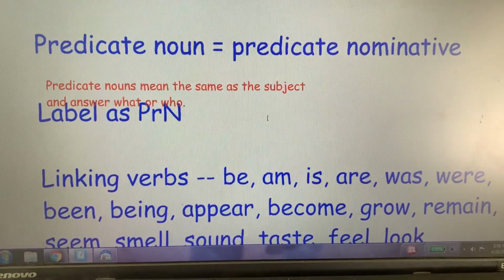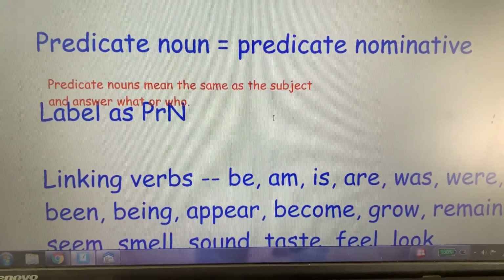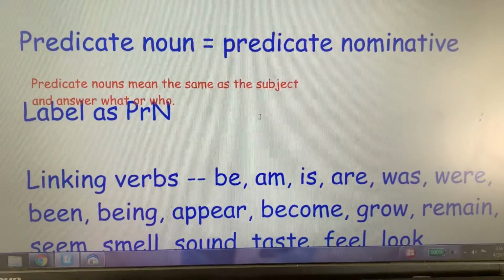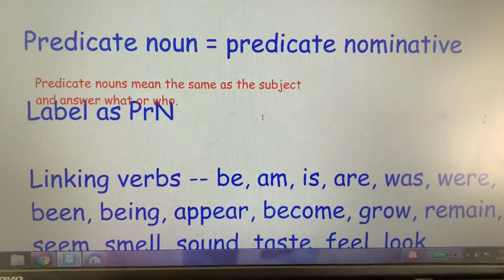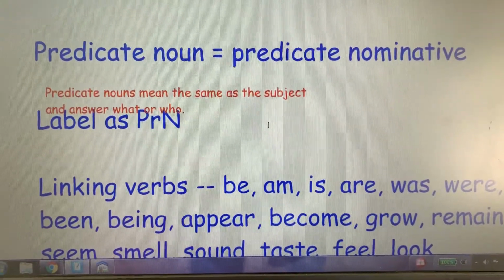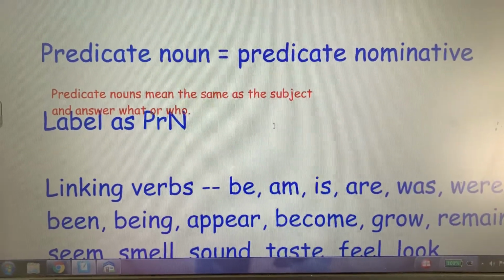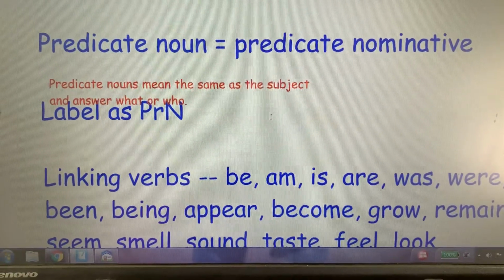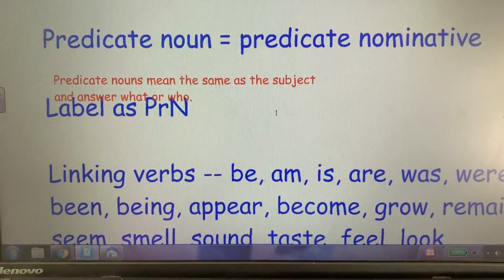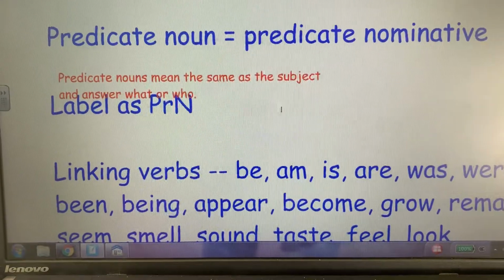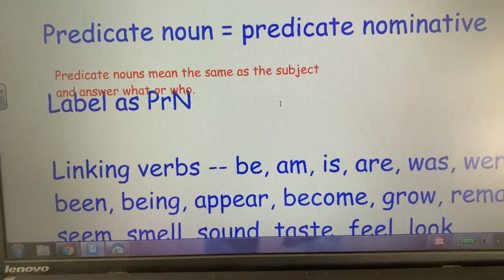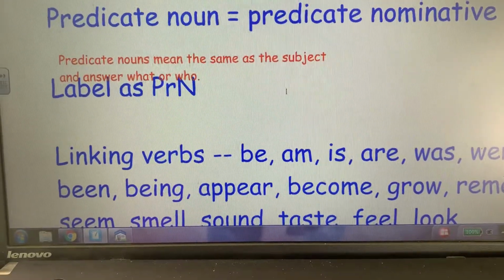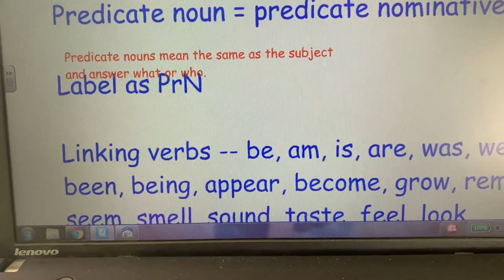Predicate nouns are the same as predicate nominatives. Sometimes, especially in this book, they'll be called predicate nouns. But once you get to Miss Ogden, she's going to call them predicate nominatives. Most of the time I say predicate nominatives too, so at least you'll understand that they're the same thing. Predicate nouns mean the same as the subject in the sentence, and they answer the words what or who. And then we're going to label predicate nouns as capital P, small r, and a capital N.